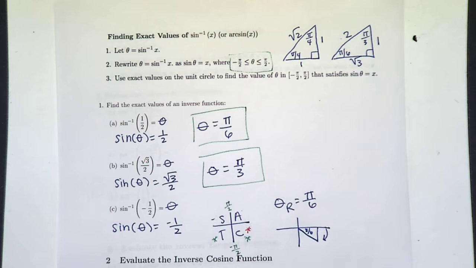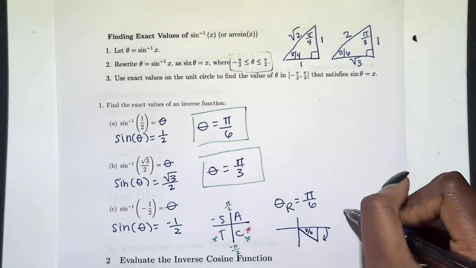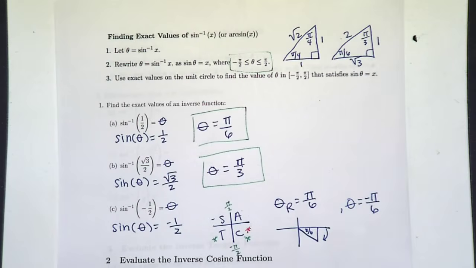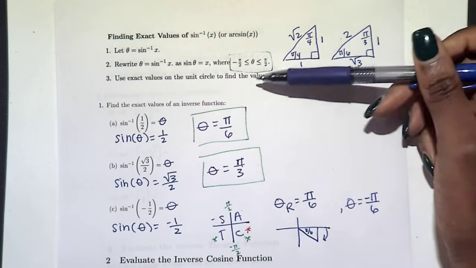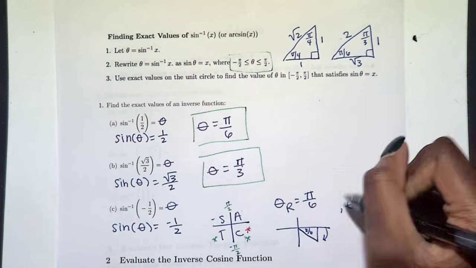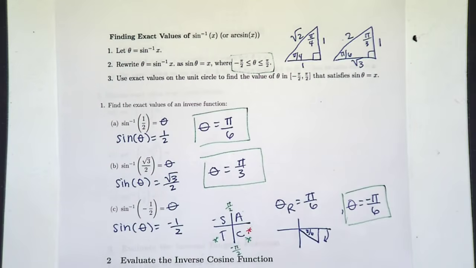And so this is the negative direction. So that means that the angle that we're looking for is negative pi over 6, because it's in the fourth quadrant, and also it is between negative pi over 2 and positive pi over 2. All right, so that is everything for sine.